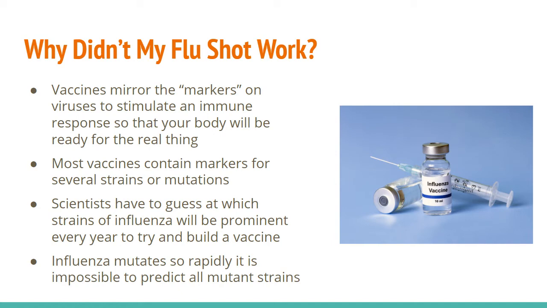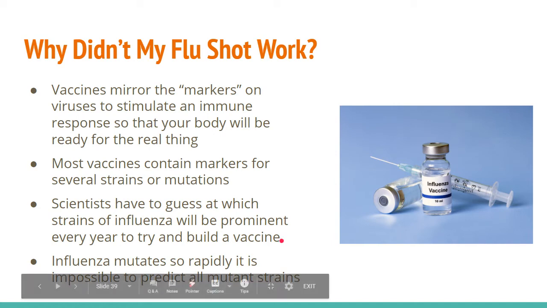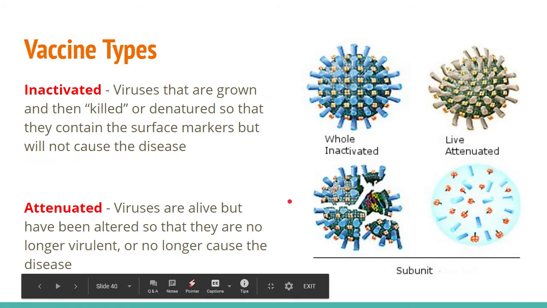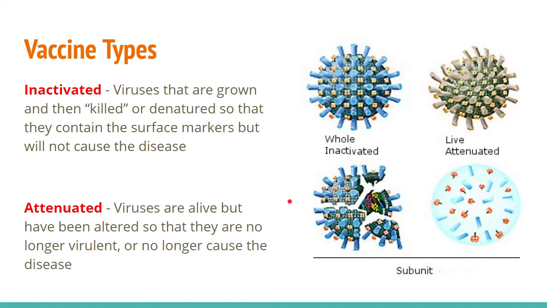But it is just a guess. They've got to run the numbers, see what they can figure out. And because it mutates so rapidly, sometimes new strains that scientists didn't know about will come out, and so you're not protected against it. Or the strains that you are protected against have changed so much that your immune system no longer recognizes it. And so there's several different types of vaccines, but the main two are going to be inactivated or attenuated.